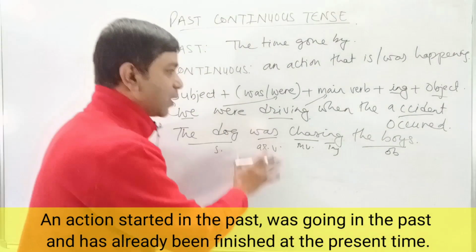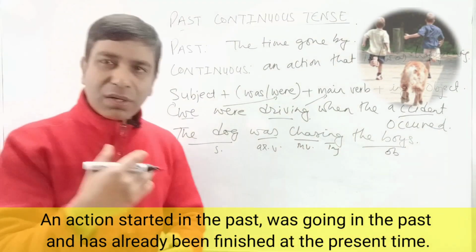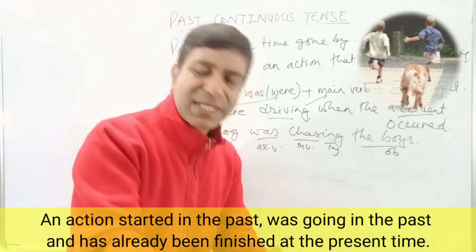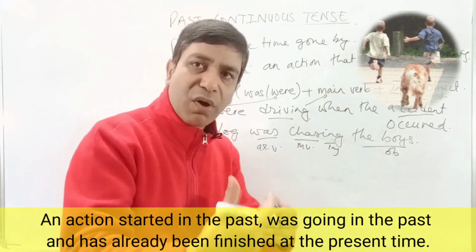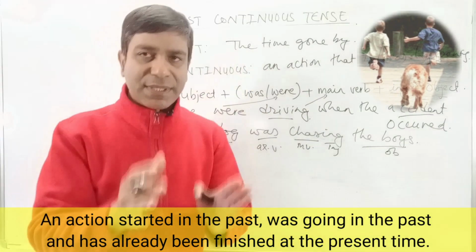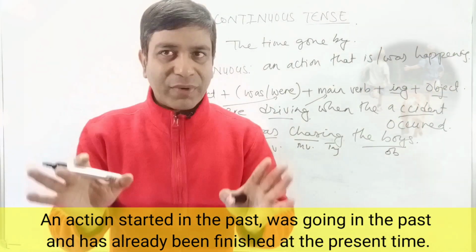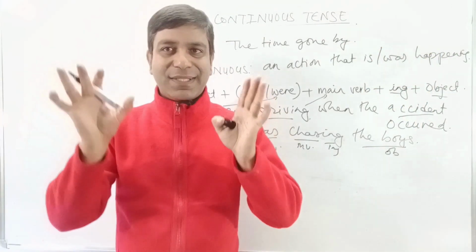The dog was chasing the boys. The dog was chasing the boys in the past. It started in the past, was going on, happening in the past, and at present it is already over. Past continuous tense.